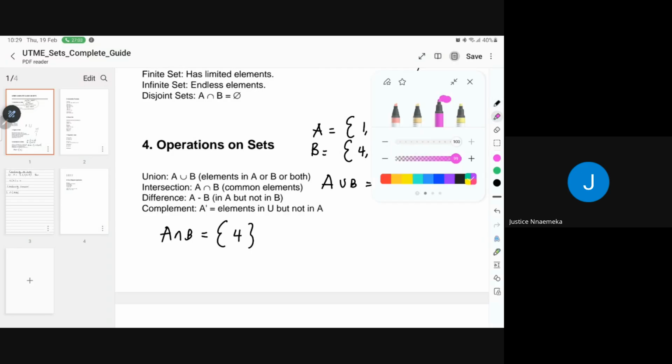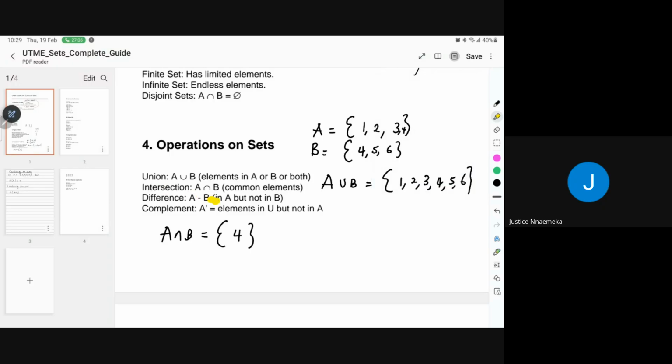So when you are subtracting, you are looking for those elements that are in A that are not in B. But remember that A minus B is not equal to B minus A. They are two different things, right? A minus B is elements in A but not in B. B minus A is elements in B but not in A. So they are two different things.